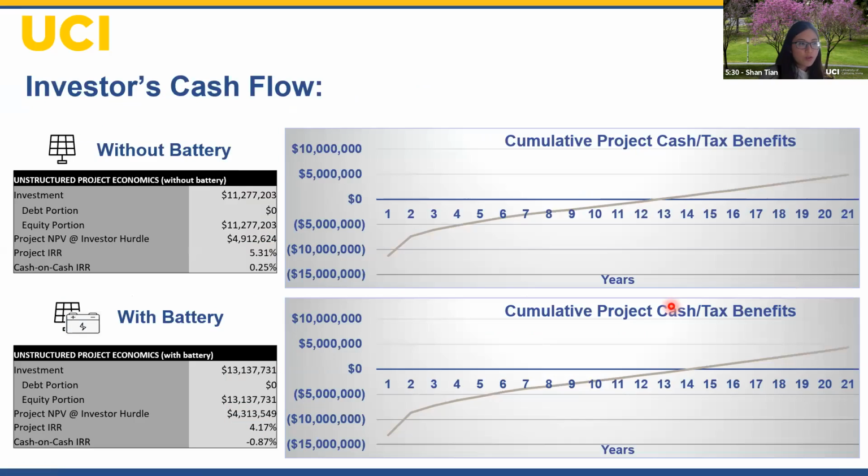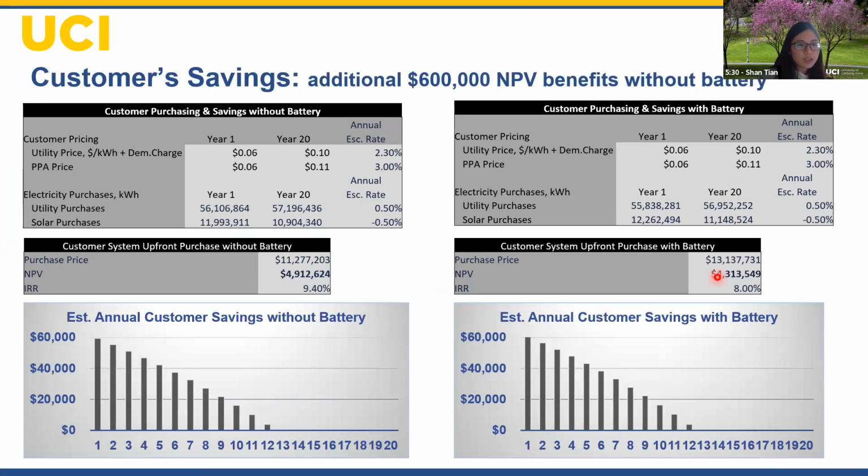For our equity investor, we will have a 5.3% project IRR for the PV system without battery, and the payback period is around 12 to 13 years. For the system with batteries, the IRR is lower and the payback period increases to 13 to 14 years. The total electricity savings for the university with the system without battery is about $5 million, which is about an additional $600,000 NPV benefit compared to the system with batteries.